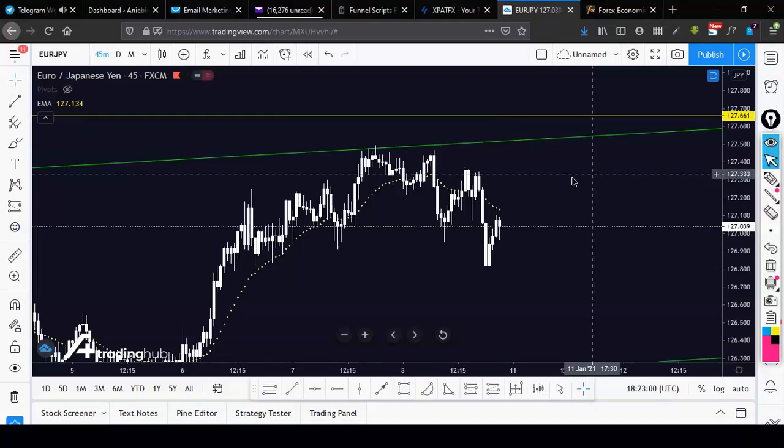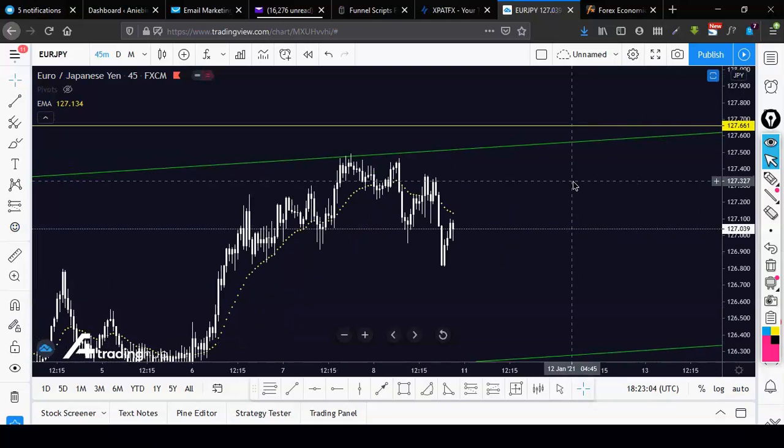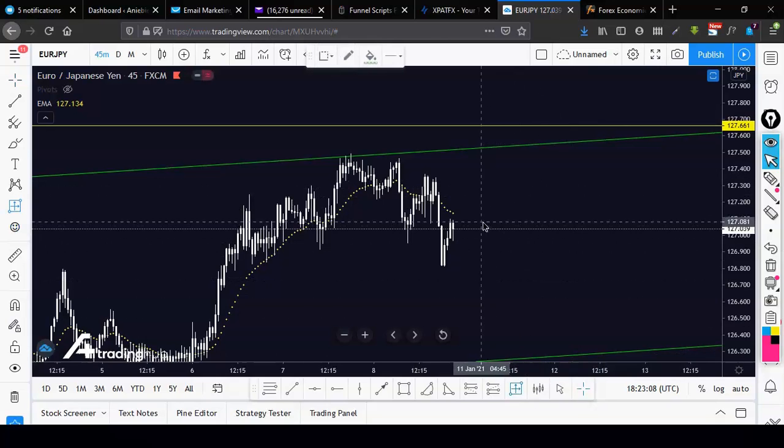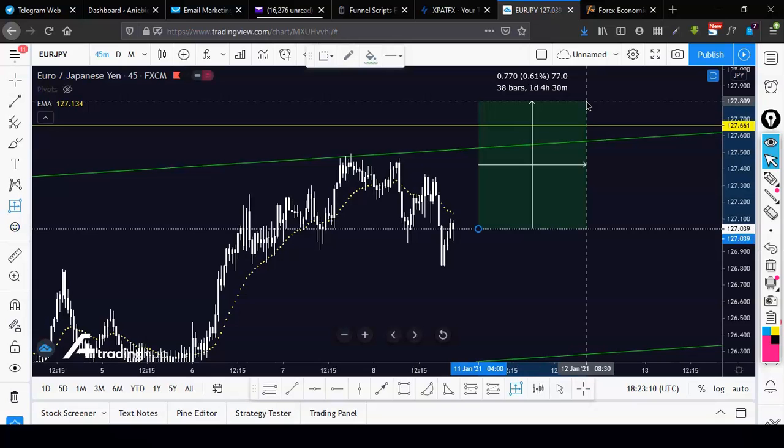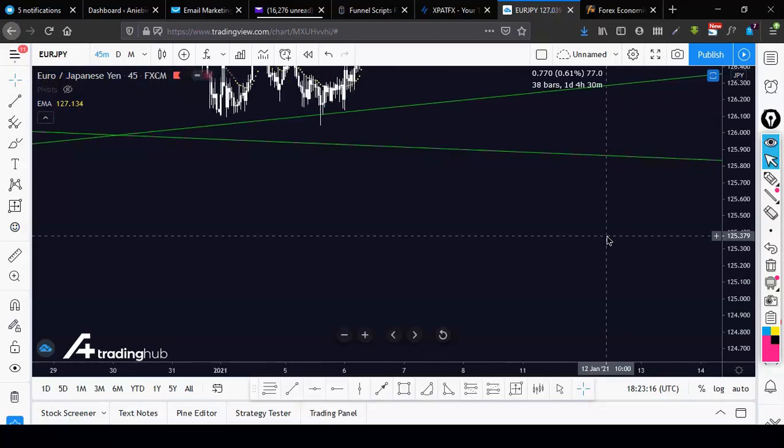It's good for a sell right now, but if you are selling, make sure your stop loss is above the 127.66 zone, as from here. So over here, that's about 77 pips. Then your TP should be way down, way down.